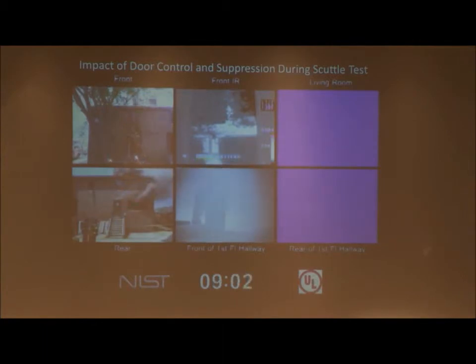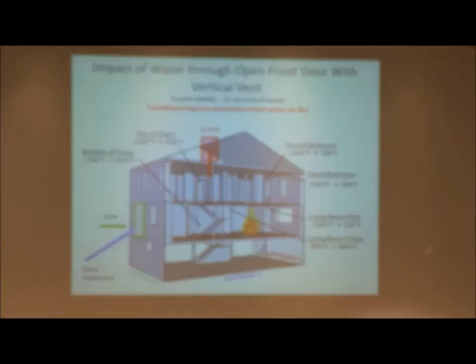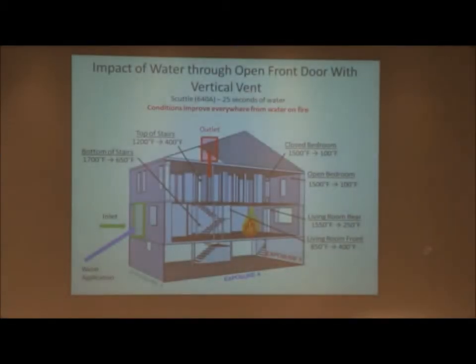Do we see any pushing of fire out here? You're cooling the gases down. You're taking the heat out of the equation. So flowing water, 25 seconds, drop the temperatures in the living room from 1500 to 250, 850 to 400, bottom of the stairs, 1700 to 650, top of the stairs, 1200 to 400, you get the idea.